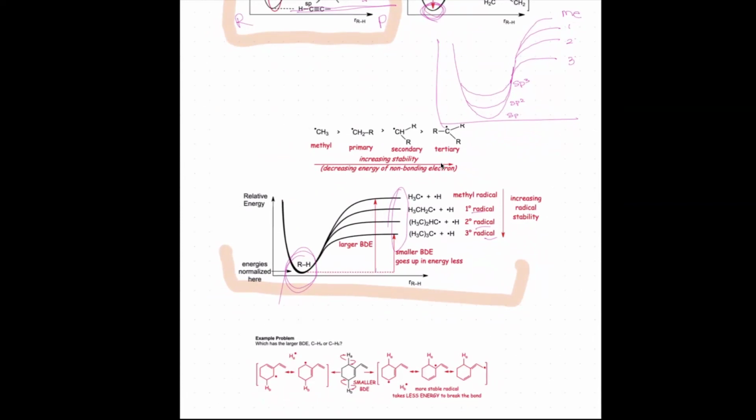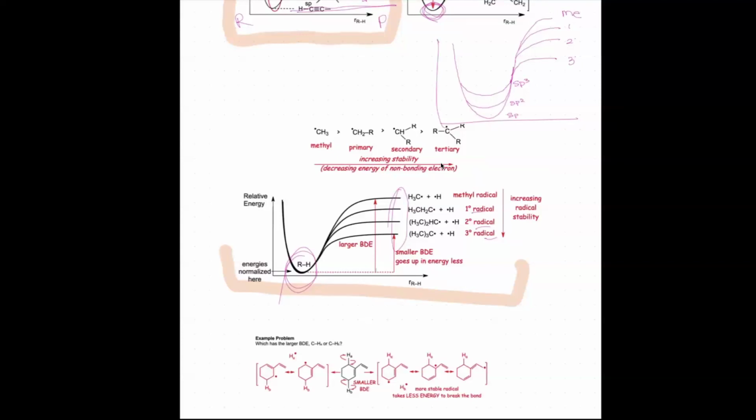And so to me, I would think that you would have to put in a lot of energy in order to break the stability. But yet on the graph, the most stable structure has the smallest bond dissociation energy. So I think of it in reverse and I don't know why that is.